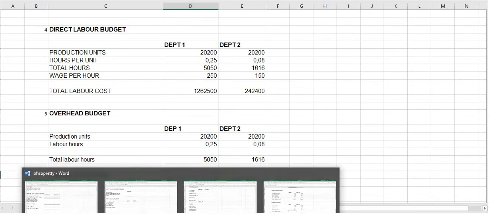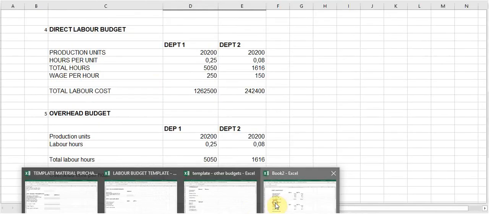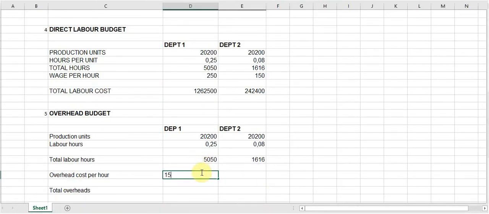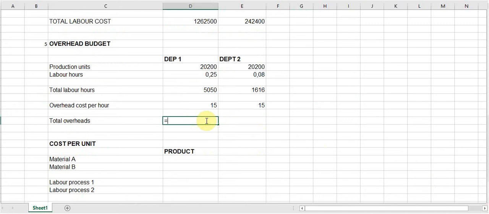The rate will differ. In the question, we are told overheads are charged at 15 Rand per labor hour for both the labor departments. So I'm going back to filling it out. It's 15 Rand and 15 Rand respectively. Now I am multiplying these two. So it's 5,050 times 15 and it is 1,616 times 15.